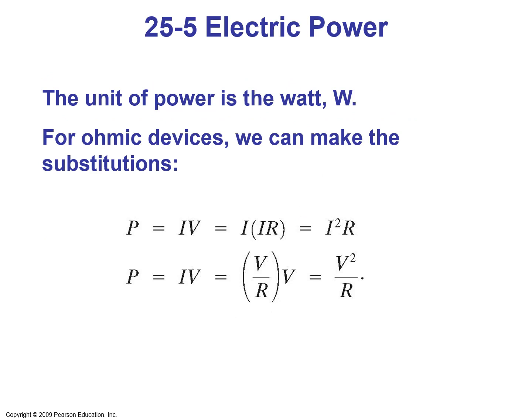For this, we can make the substitutions and say P equals I times V, and substitute V with IR for ohmic materials or devices, and that represents P as I squared R. Or we can replace I with V over R, and P will be given as V squared over R.